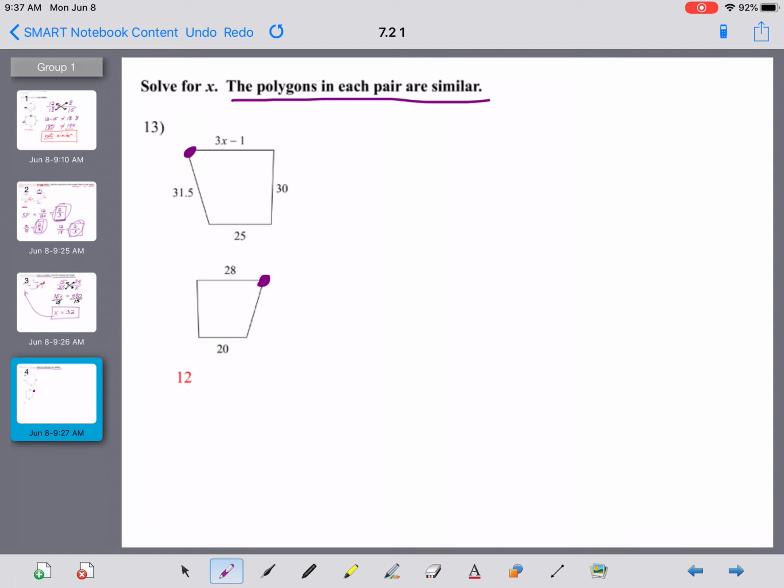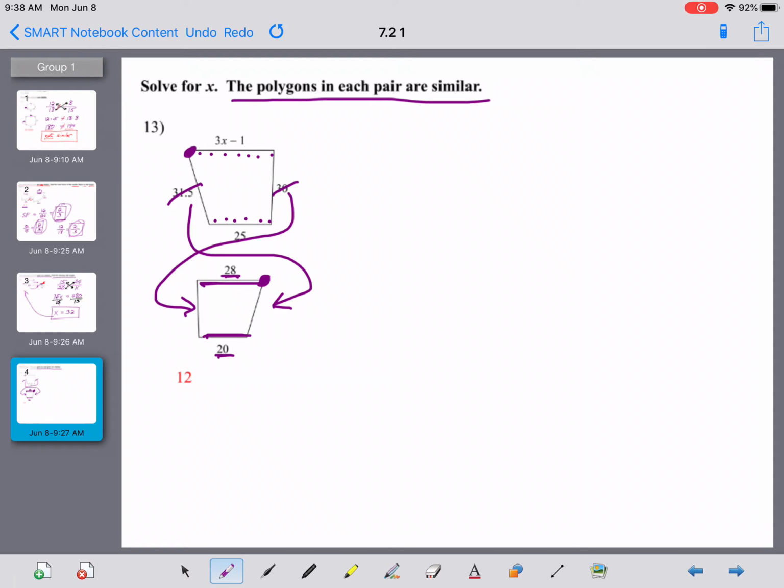Now, the only 2 side lengths we know in the smaller figure are 20, which is the shorter of the 2 parallel sides, and 28, which is the longer of the 2 parallel sides. That means that as we go and look at the top figure, we are interested in the parallel sides, this one and this one, and this 30 and this 31.5 aren't going to figure into this at all. The 30 would correspond to this side length right here, but we weren't given that. And the 31.5 would match up with this side length here on the right, but we weren't given that either. So let's see what we do know.